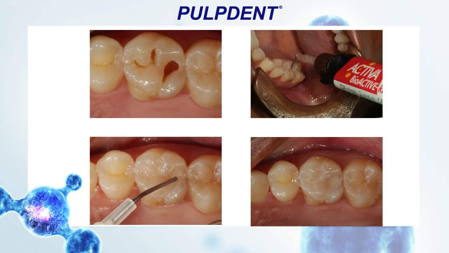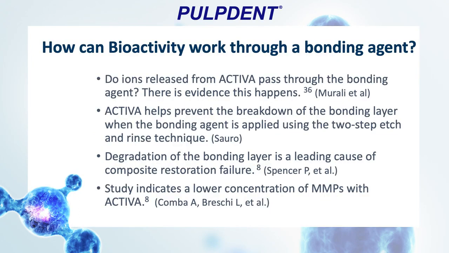Now, these may be young patients, they may be old patients, in the geriatric world, with root caries and saliva depletion. Caries sometimes becomes very difficult to manage, and these types of patients work real well with a bioactive restorative material. Now, I get this question from a lot of dentists about how can this bioactivity work through a bonding agent?